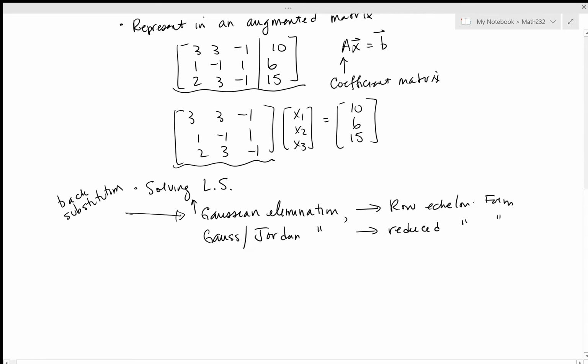Okay, so you should be able to recognize when a matrix is in row echelon form and when it's in reduced row echelon form, and then understand how to write out the solution for the system given what you see in the matrix.